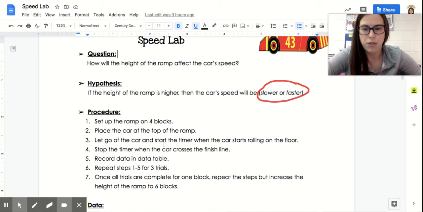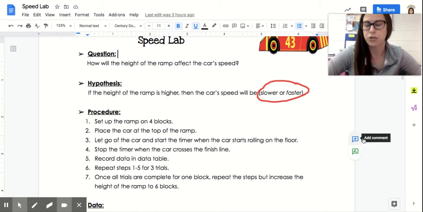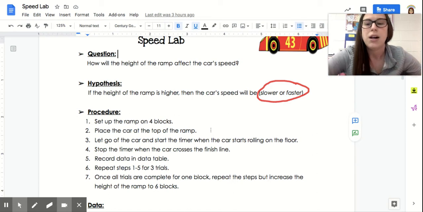Let go of the car and start the timer when the car starts rolling on the floor. It's very important that we start the timer when it's on the floor. Stop the timer when the car crosses the finish line. Record data in data table. You're recording the times. And then we're going to repeat all of those steps for 3 trials.